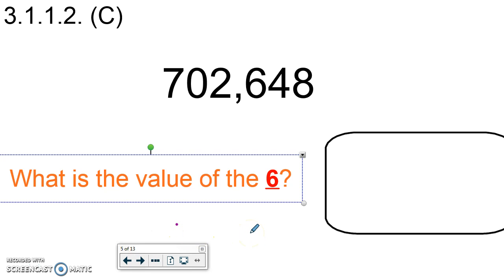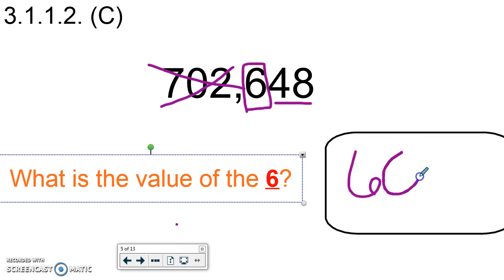Okay. Next one, what is the value of the 6? Well, our number is 702,648. Now I'm focusing just on the 6 right away. I am not worried about anything to the left. But everything to the right has to change to a 0. So the 6 is in the ones, tens, hundreds place. So 6 hundreds would be the same as saying 600. All right, hope you had that.